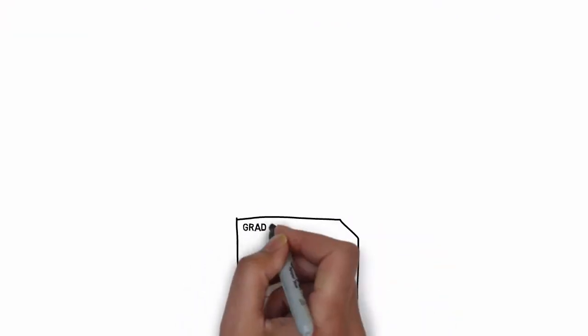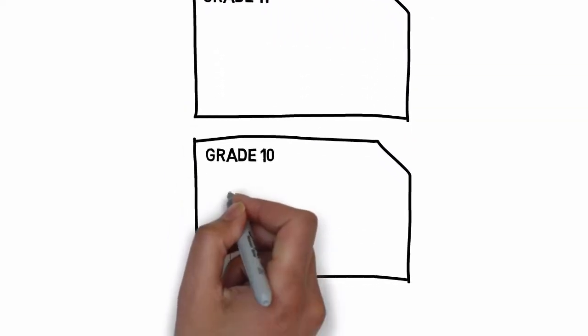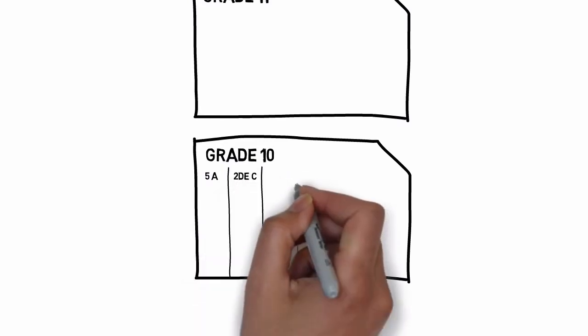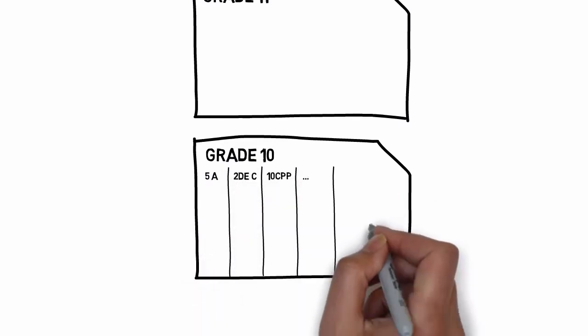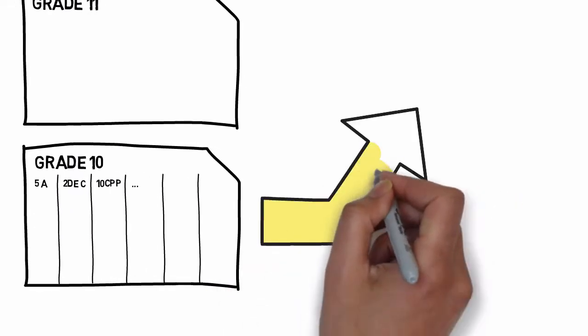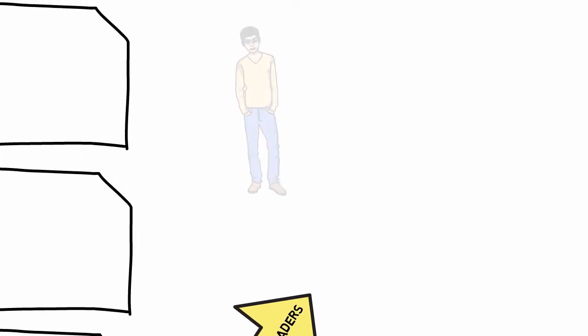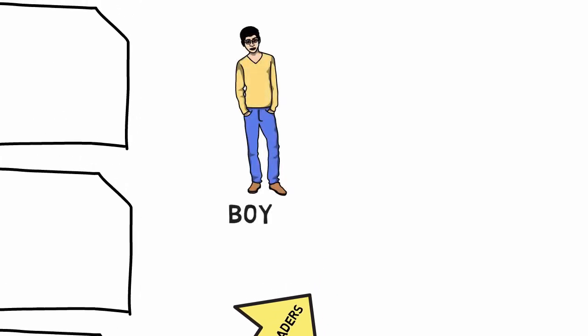The secondary school is made up of 3 different grade levels: grade 10, grade 11, and grade 12. Each grade is comprised of many different classes. This year, from every class, students will elect 2 student leaders, 1 boy and 1 girl.